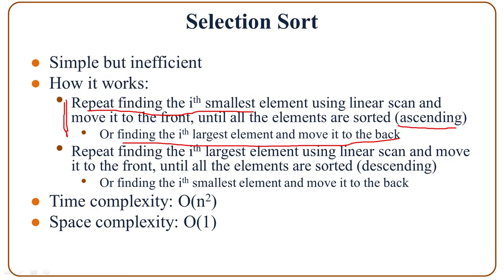If instead the algorithm follows the descending order, then it can repeat finding the ith largest element and move it to the front, or correspondingly find the ith smallest element and move it to the back. The time complexity is O(n squared), and the space complexity is O(1), which is a constant.